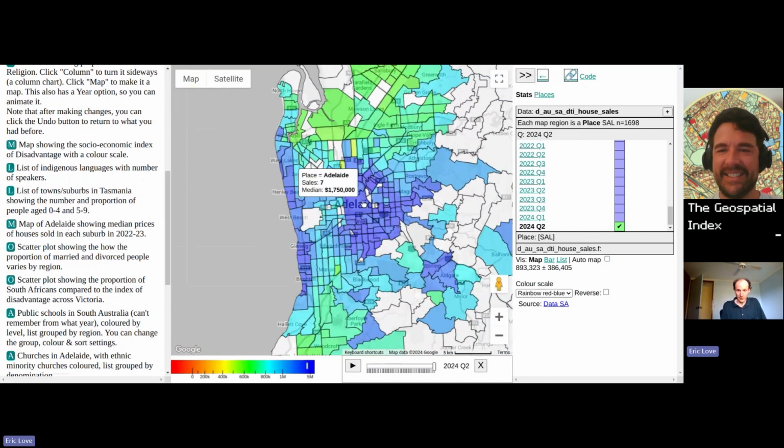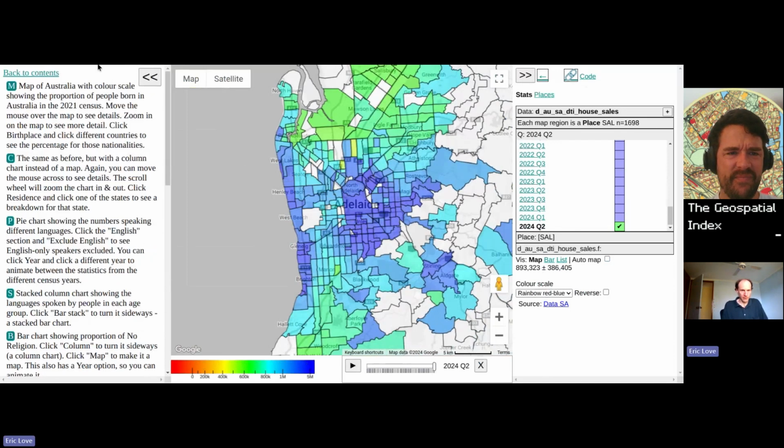Now these $1 million suburbs, which Melbourne and Sydney have been used to for a long time, are now part of the map of Adelaide. Incredible. So where it's blue, it's more than 1 million. I will change it to the page where I've got this set up more properly.